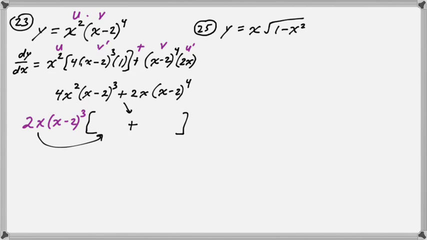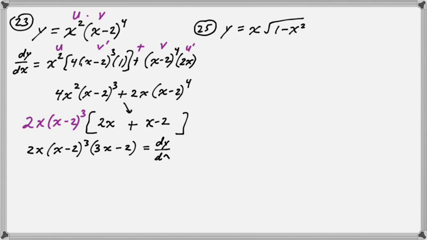2x times what is 4x squared? Well, that'd be a 2x. 2x times what gives me this? Well, I already have the 2x. What do I need? Another x minus 2. So what does this become? 2x, (x minus 2) to the 3rd, and this is (3x minus 2). So that's going to be your derivative.